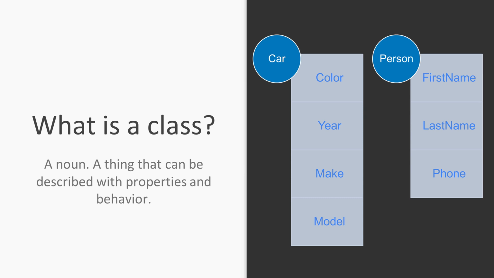A class is a noun, or a thing that can be described with properties and behavior. Properties would be adjectives that describe a class, and behavior are the verbs or the things that a class can do. So I have a few examples here. The traditional example that you'll see in an introductory programming course is a car. So a car is a noun, and its properties can be its color, its year, its make, and its model. The things that describe that car.